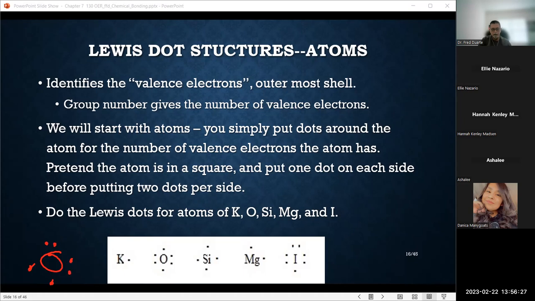And if this was, let's say, neon, then obviously neon has 8 electrons, so we just go ahead and put those 8 all the way around. 8 electrons, 8 valence electrons. And that's pretty straightforward as far as drawing the Lewis dot structures for the atoms. It's just a matter of writing down how many valence electrons they have.